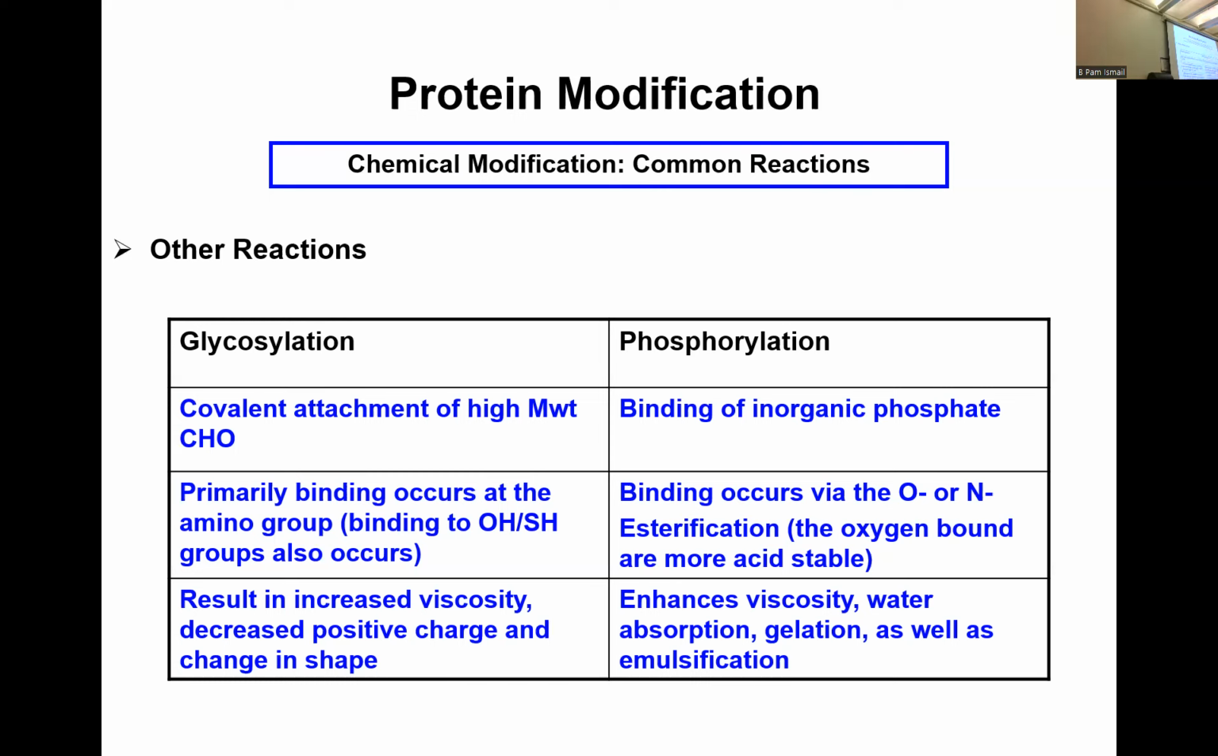Phosphorylation, you're adding a phosphate group, which increases the net negative charge, and also potential protein-protein binding interaction if we have divalent ions. That's when enhanced gelation can happen, because we can enhance intermolecular interactions and the formation of larger polymers.